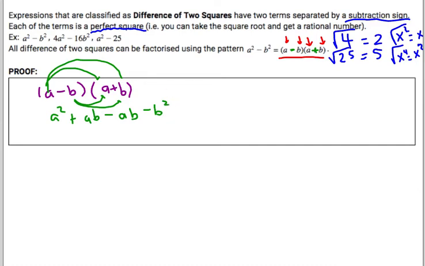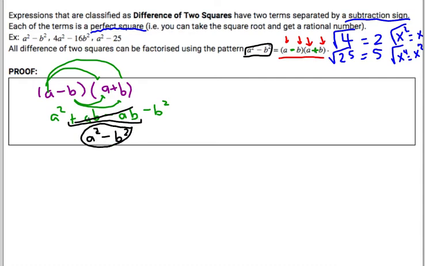If I look at ways to simplify this long expression, I have like terms in the middle here, and this is always going to be the case. I have a positive ab minus ab, which gives me 0. Those are going to cancel out just like they would if we were doing substitution in our last unit. What that leaves me with is a squared minus b squared, which is what our original expression was up here. So this is just a proof to show you that this pattern is always true.